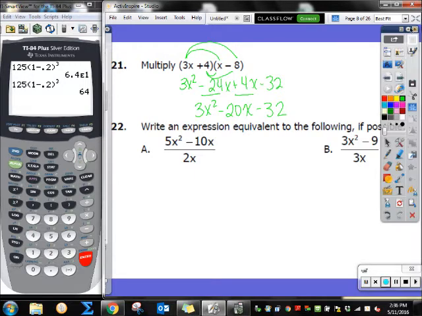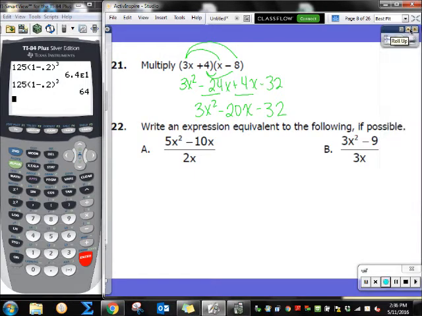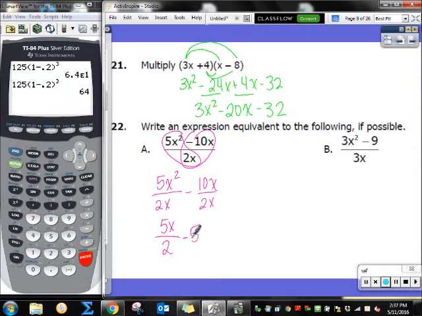For 22, we have to simplify both of those division problems. I think it's best, because you have to put this denominator with the top and the bottom, to go ahead and rewrite it so you can focus on simplifying both of those. So over here, the 5 over 2 doesn't reduce, but this will reduce to just an x, so that's 5x over 2. Minus 10x over 2x is 5.